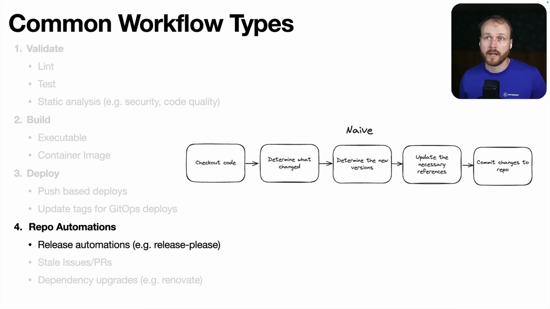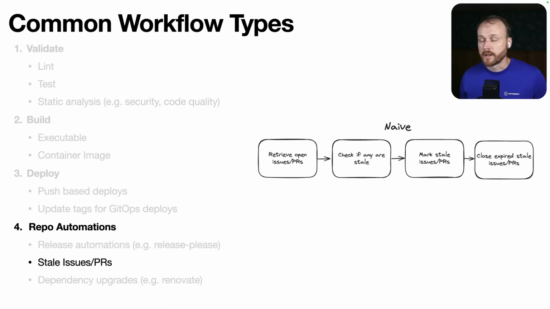Oftentimes, I'll use a git commit convention called conventional commits, where you prefix your commit messages with either chore or bug or fix or feat. And you can use that to then determine whether any particular code change represents a major, minor, or patch version when releasing. Once you've determined the new versions, you'll want to update any references within your code base. So for example, within your package.json, you might store a copy of your version, or you might need to update the changelog. And then finally, you'll want to commit those changes back to the repo. In the Capstone project, I'm going to use a tool and an associated action called release please to do exactly this.